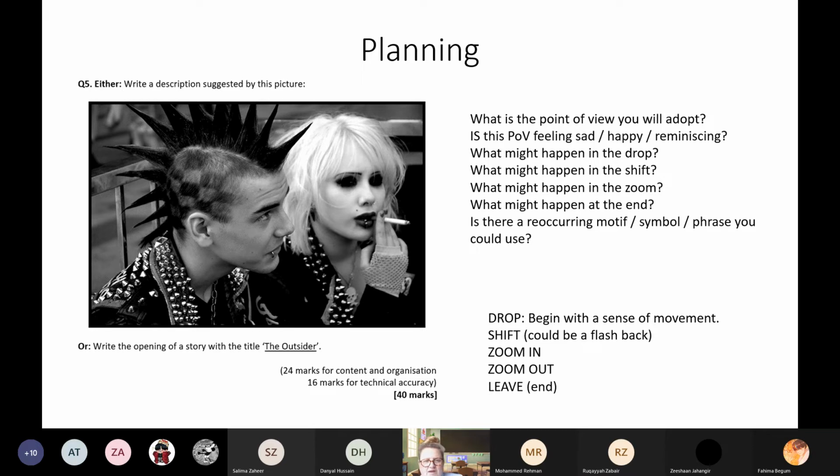Okay, so when it comes to this question, I cannot emphasize enough how important the planning device really is. And if you are someone who struggles with your planning, then use these prompt questions to support you. Okay, really consider the point of view, because all of those elements will help you come up with ideas.